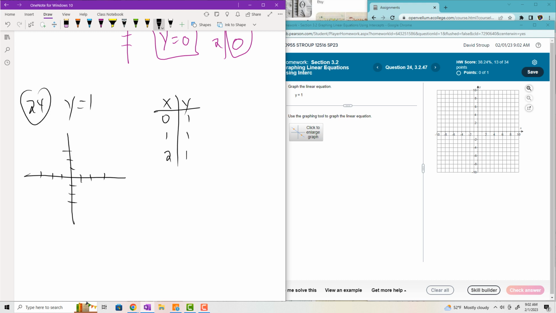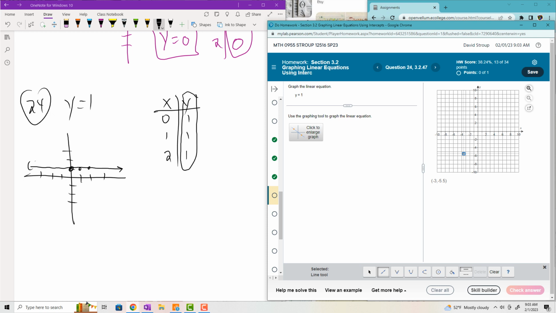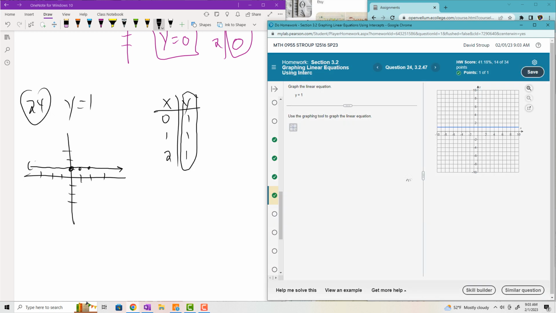So even if you don't remember that it's a horizontal line, you could just make these ordered pairs, let y always equal 1, and let x be whatever the heck you want, and then just plot all those points. So it would be (0, 1), (1, 1), (2, 1), and then connect the dots, and you see it's a horizontal line going through 1. Then check your answer, and you should be good.